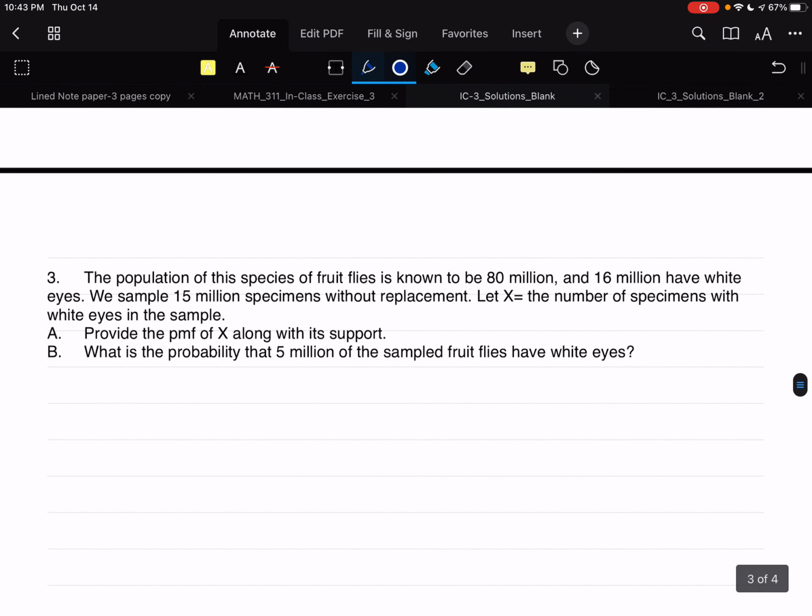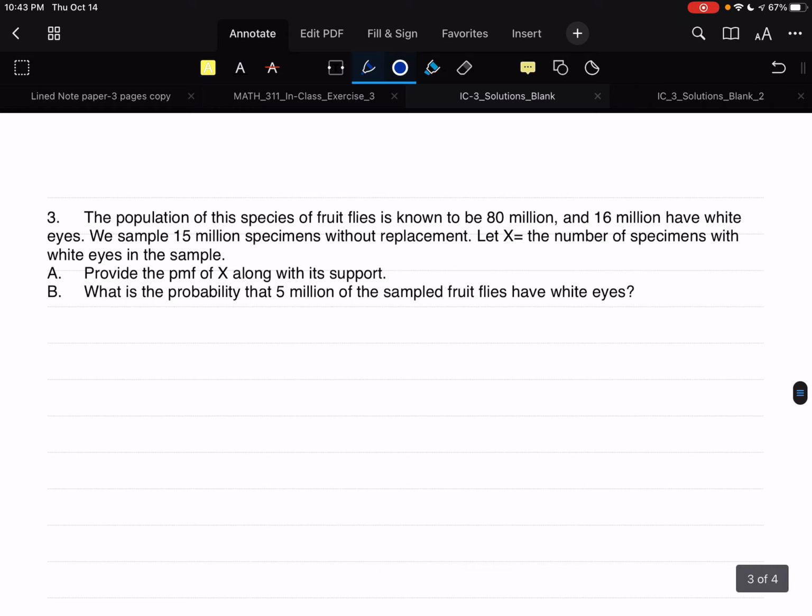Now we're going to the third problem. And we're saying that the population of this species is known to be 80 million. Now, the key here is that all the units are in millions. And so we can just use the millions. So if the population is 80 million, that is capital N is 80.